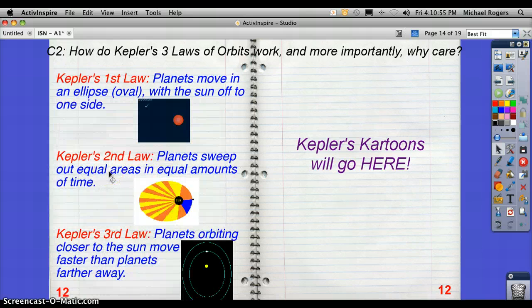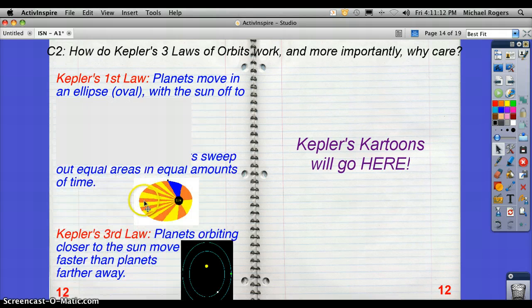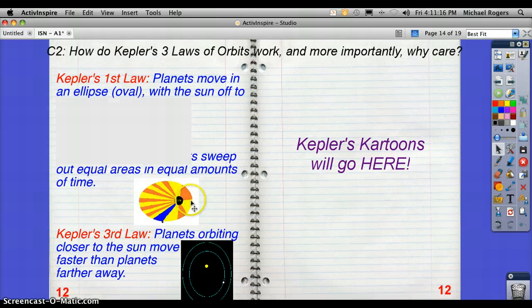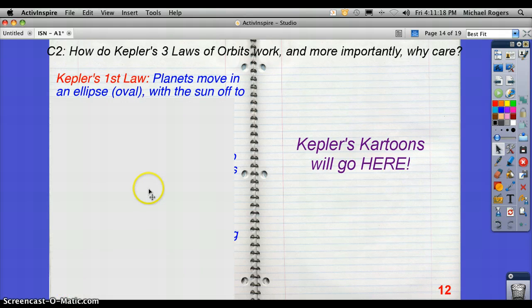The second law that Kepler came up with was this one: planets sweep out equal areas in equal amounts of time, which on the face of it seems to suggest that if you see in this animation here, all these pie wedges are the same area, and so it takes the same amount of time to sweep through each one. But the cool thing is, if it takes you the same amount of time to sweep through this little thin wedge as it does one of these really large wedges over here, that forces a planet to change its speed.